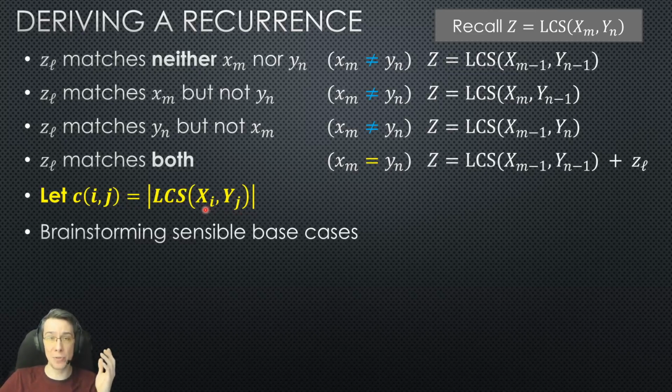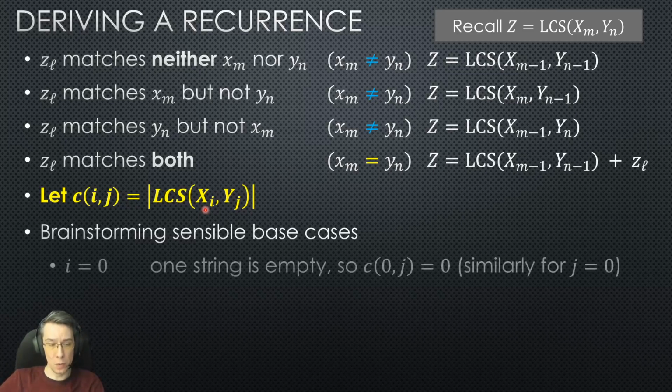That would just be an empty string, and then we would know what the LCS of the empty string and some other string is, right? What's the LCS of an empty string and another string? It's just 0. They can't have any letters in common. Okay, so if i is 0, then one string is empty, so C of 0, comma j is just 0. And it's the same thing for j equal to 0, right? If j is 0, then the Yj string is empty. So we have C of i, comma 0 is 0 as well. So those are our base cases.